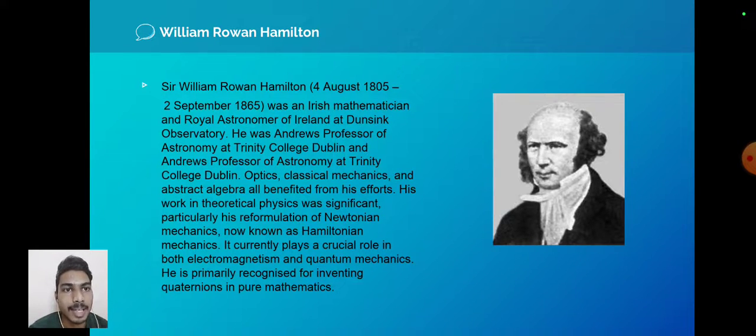Optics, classical mechanics, and abstract algebra all benefited from his efforts. His work in theoretical physics was significant, particularly his reformulation of Newtonian mechanics, now known as Hamiltonian mechanics. It currently plays a crucial role in both electromagnetism and quantum mechanics. He is primarily recognized for inventing quaternions in pure mathematics.